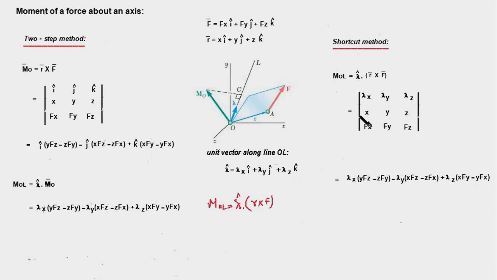And when we expand this determinant, we get lambda x times (y Fz minus z Fy), which is the first term here, and so on. So we notice here that the result is the same as what we got here. So this is not a new concept. This is just a shortcut of performing the two-step process of first the cross product of two vectors and then the dot product with a third vector. The same operation can be done in one shot. This is what we are going to use in our solution. Okay?